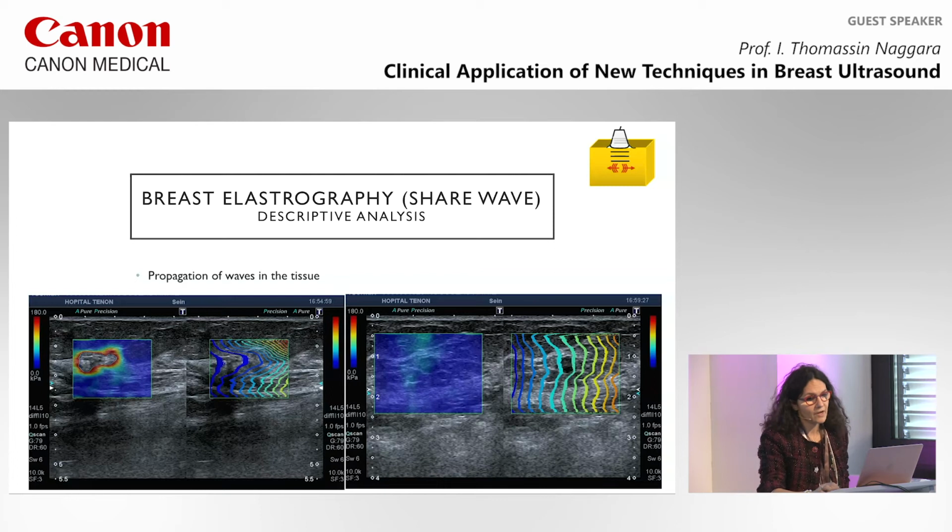The second type of elastography is the shear wave. You have two types of analysis. The first type is a descriptive analysis, and you will be able to see the propagation of waves in the tissue, like in this example. You can see that in this cancer, there is a deformation of the wave. And in a benign lesion, you will have no deformation of the wave. So it's very basic, but it's the first approach, which is a qualitative approach, and which can be the first step when you perform shear wave analysis.